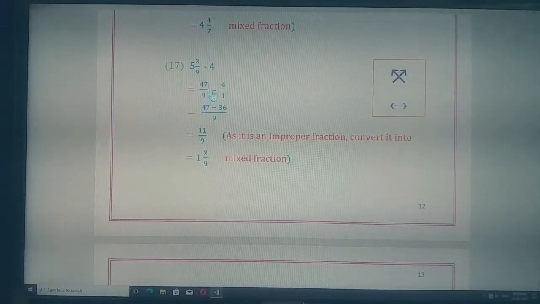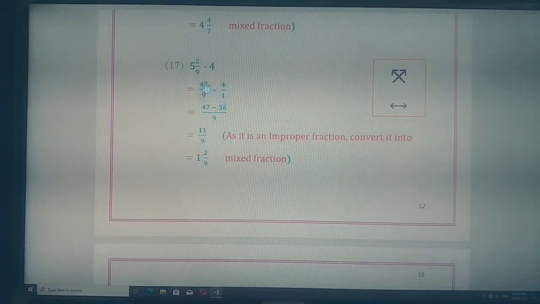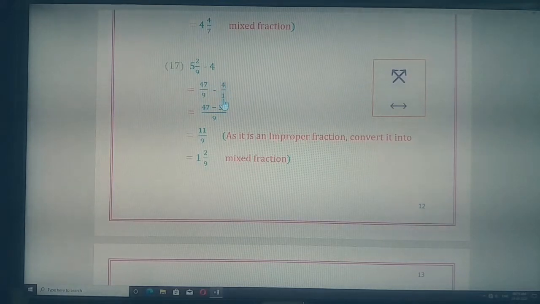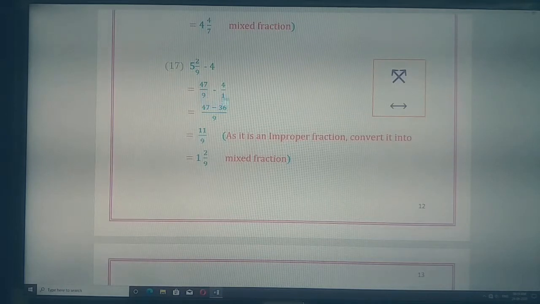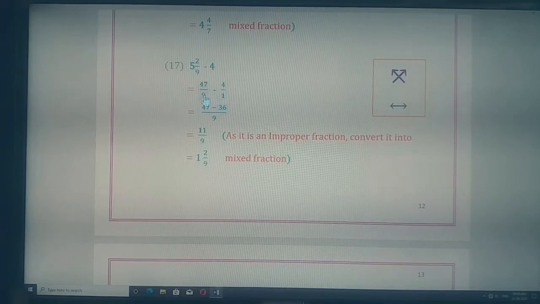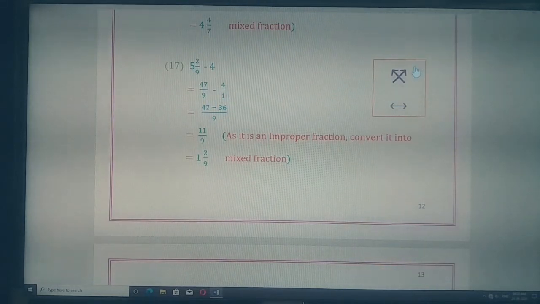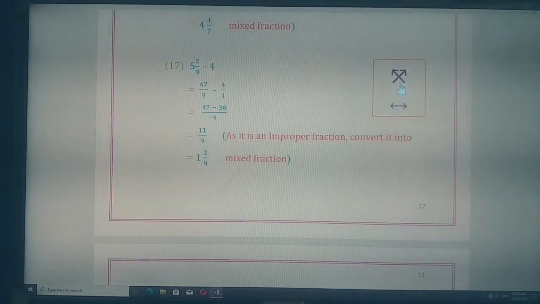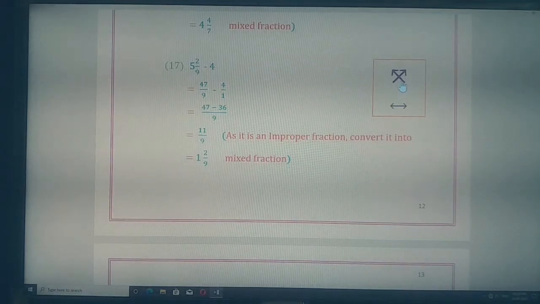47 upon 9 minus 4 upon 1. Instead of 4 we are writing 4 upon 1. Now both of them are fractions. 47 upon 9 is a fraction and 4 upon 1 is a fraction, and the subtraction sign is in the middle. Now both of them are unlike fractions because their denominators are not the same. To solve addition or subtraction sums of fractions having different denominators, the cross multiply method is the best, or the LCM method can be used.